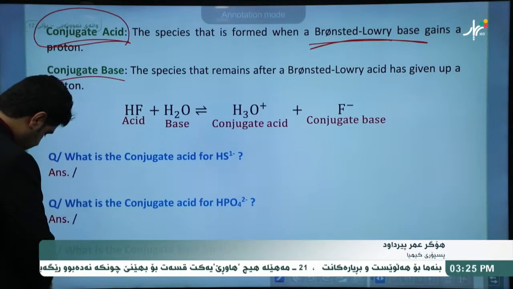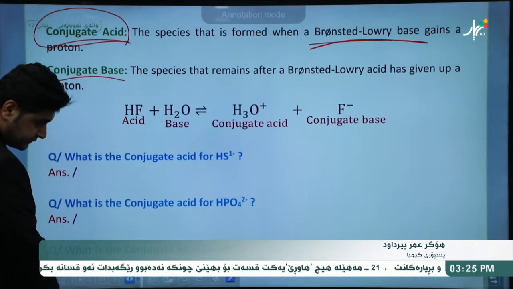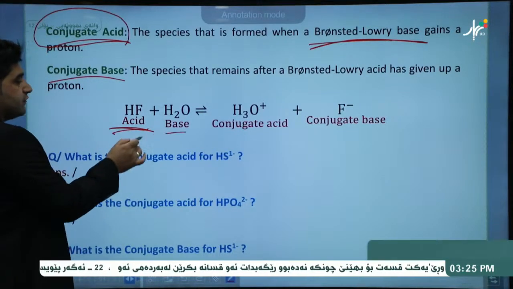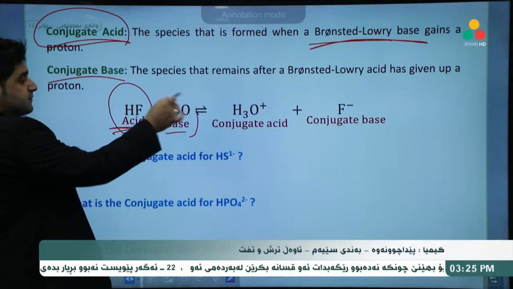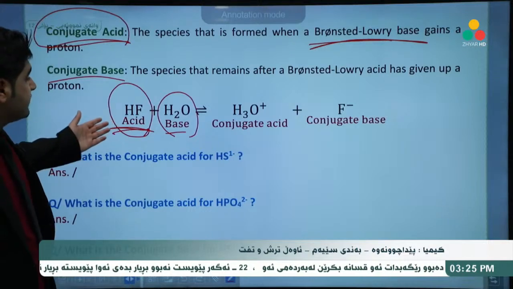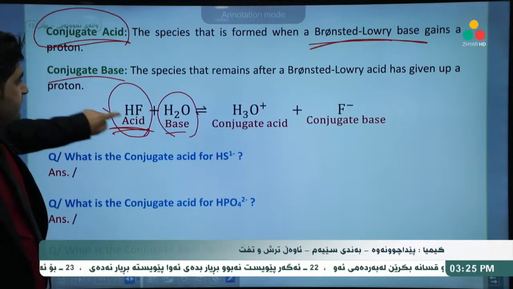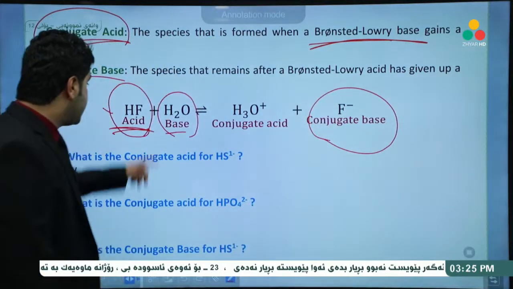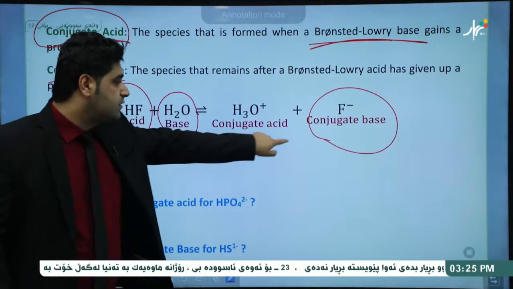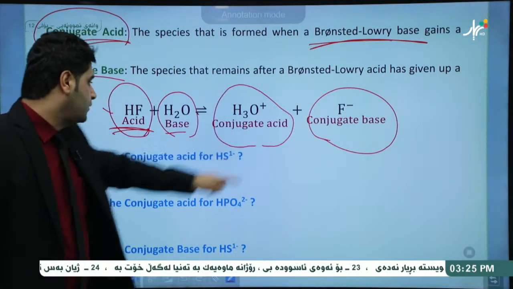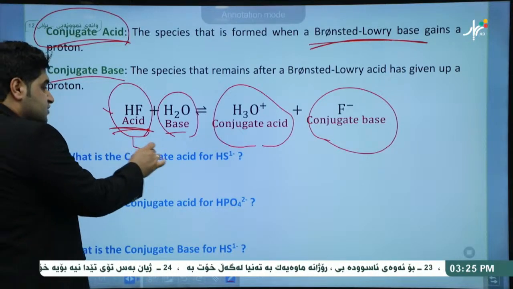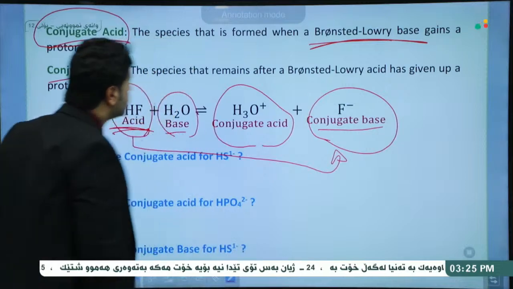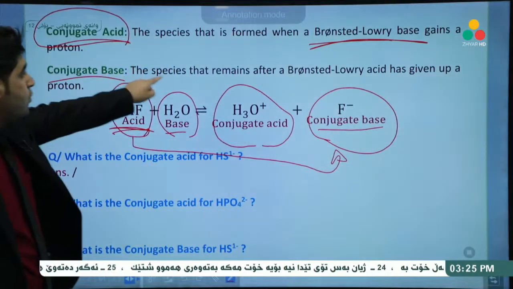When we mix HF, let's see, we have HF plus H2O. HF, we know that it's acid, and the other is base. Which of them can release a proton? Of course, HF, producing fluoride ion. And then water becomes H3O+, the hydronium ion. Now, it's acid, so what remains will be a conjugate base.